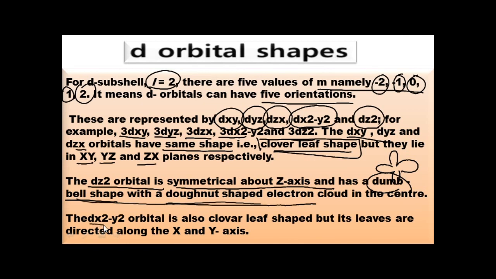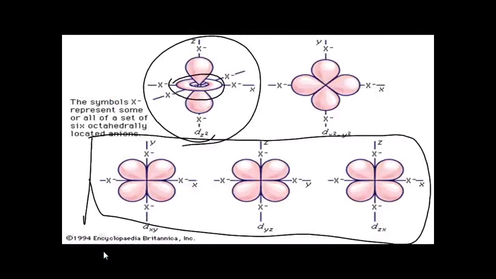Then the dx squared minus y squared orbital is also a clover leaf shape, but this is along the x and y axes. Yes, see, this is along the axis. These three sets lie between the axes, but this one is along the z axis. So, dumbbell with the donut shape.